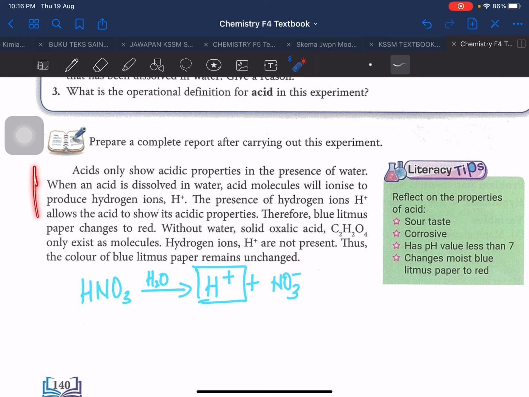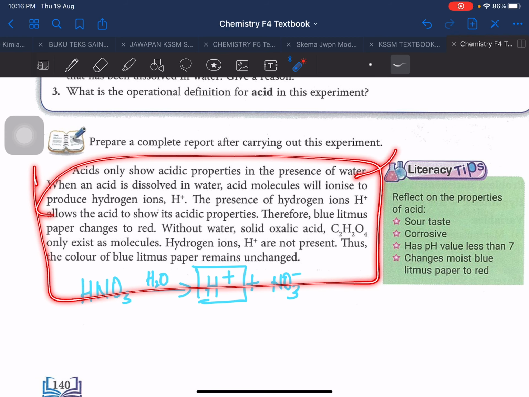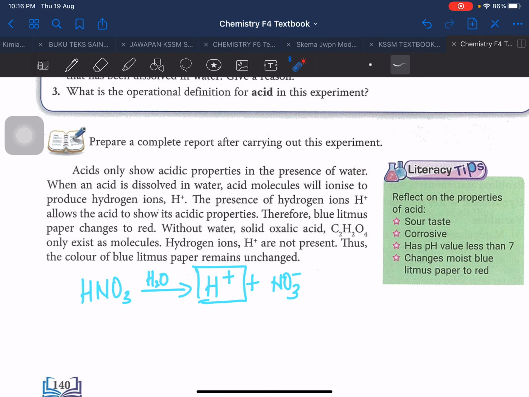So the explanation for the activity here, experiment 6.1, is actually already here. Please do the lab report, answer all the questions over here, okay? I will attach the video and you can refer also.